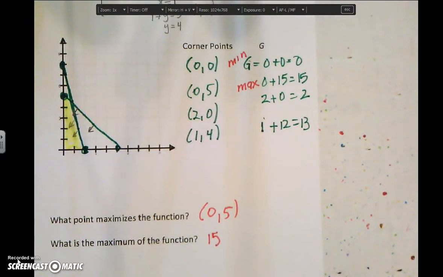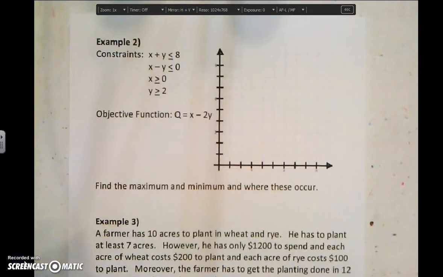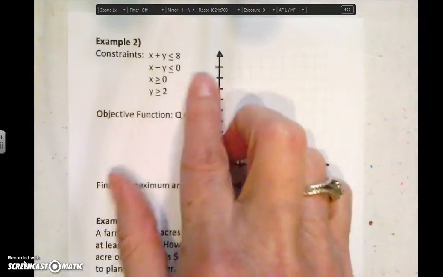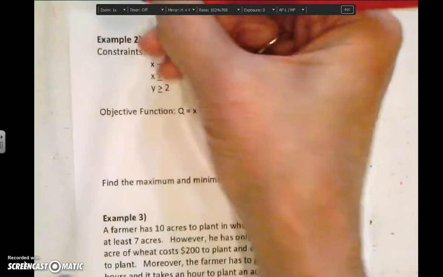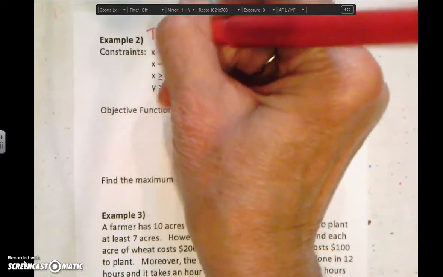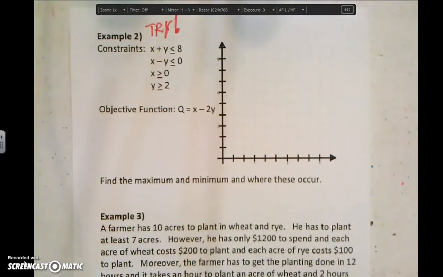All right, so stop the video. Well, hopefully you didn't stop. Why don't you go ahead and do example 2 as a try me. So try this one right there. And then we'll stop.